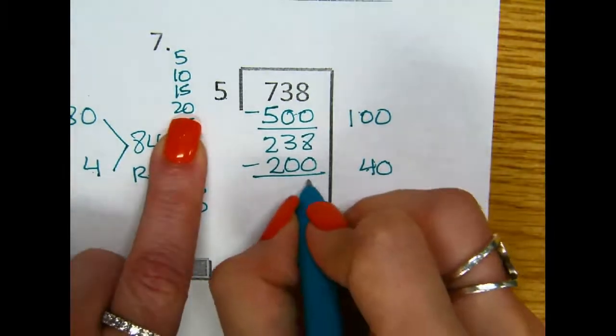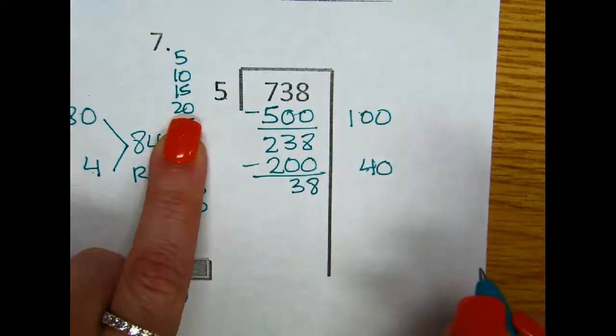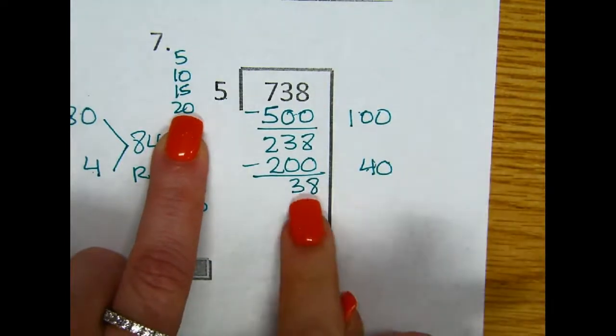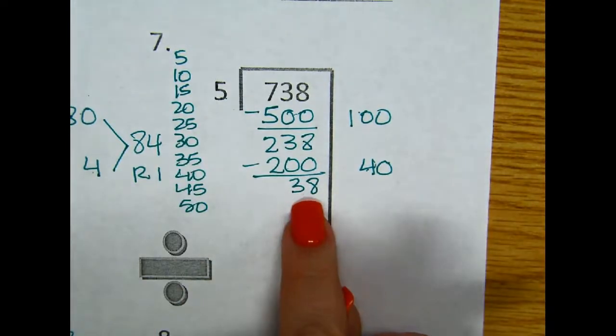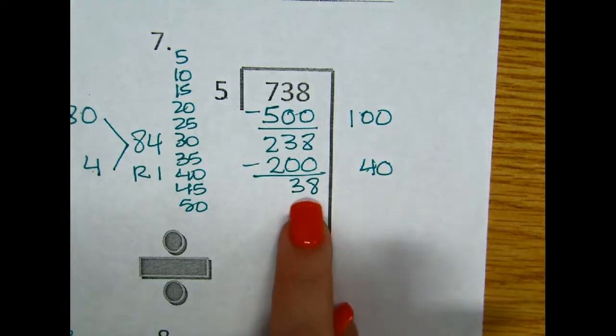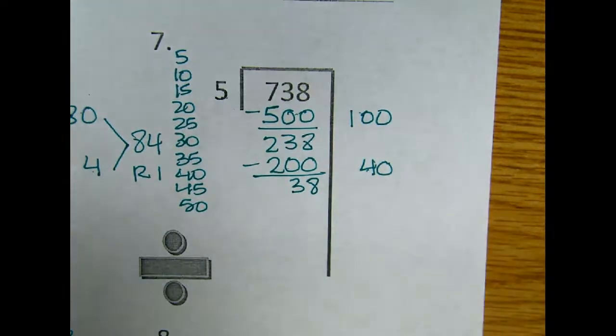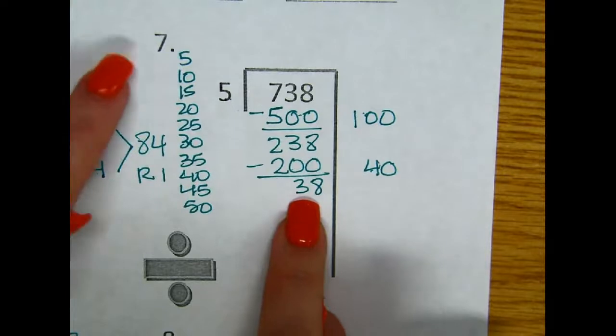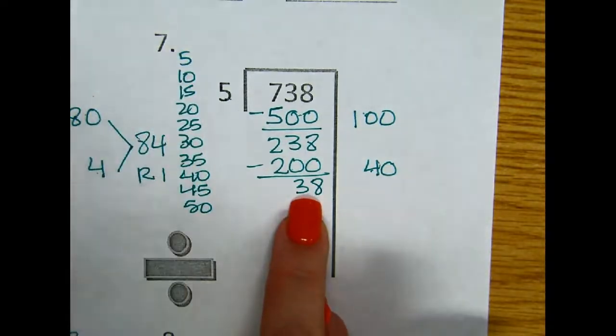So we subtract. We have 8 and 3. 38. Okay, so now we have 38. It's like a brand new division problem. We have 38 now to deal with. We got rid of some. We saw what was left. We got rid of some more. We saw what was left.